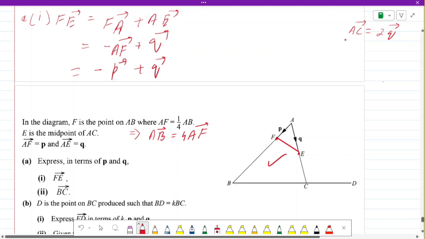And I am keeping all these answers over here, because we require these in the remaining parts of the question. Okay students, so we have expressed vector FE in its simplest form in terms of P and Q. So vector FE is equal to minus P plus Q, and you can pause the video and copy these steps, because I am going to erase these steps to solve the next parts of the question.